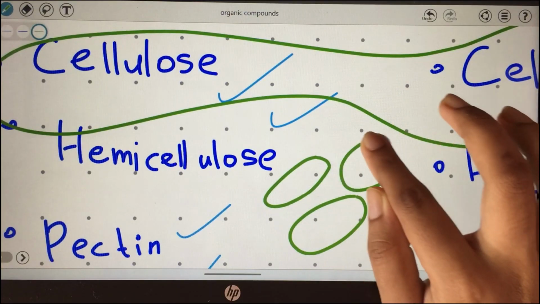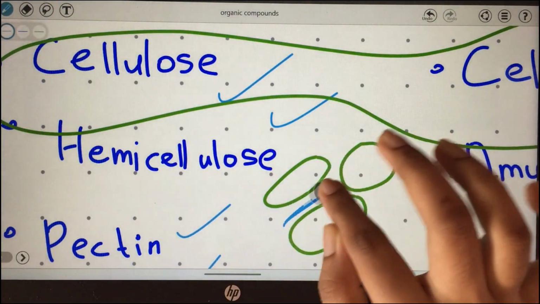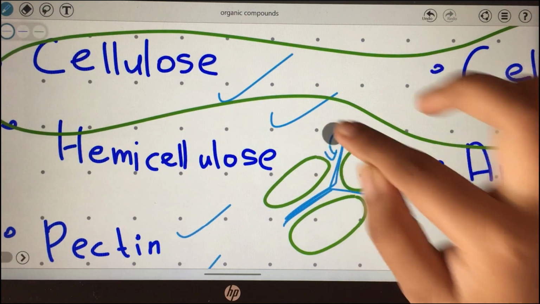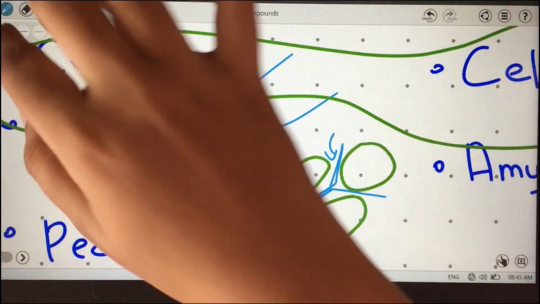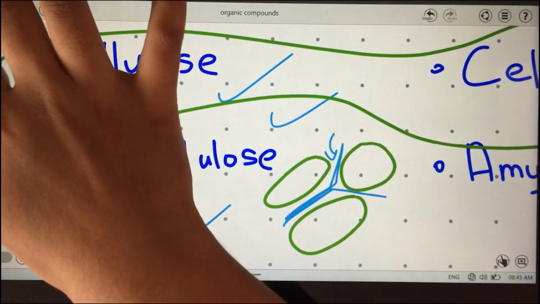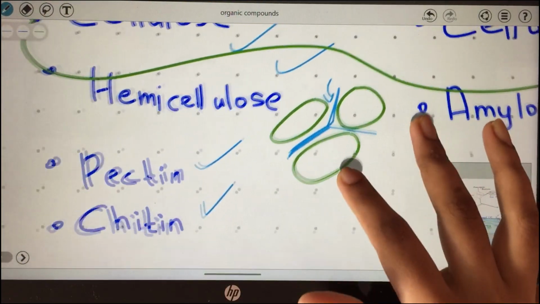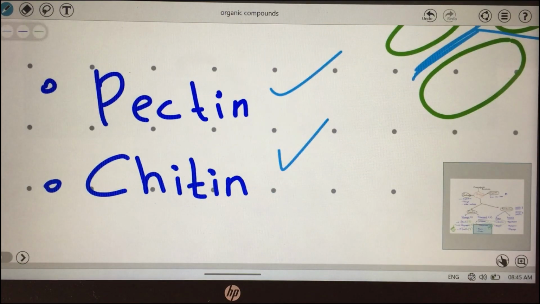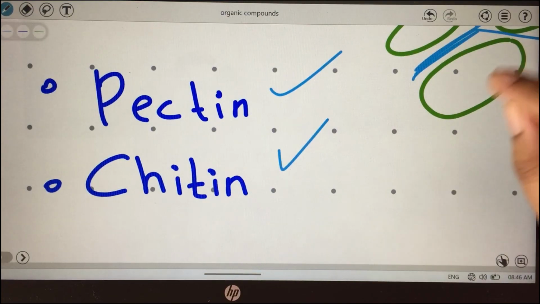Now there are cells like this. No, the one that's found between this, that's going to be called what? Middle lamella. This is called middle lamella, the one in blue. So this sticky polysaccharide is pectin, and that's going to be forming the structure of the middle lamella of plant tissues. Then chitin. Chitin is very important. That's going to be found in the cell wall of fungi.